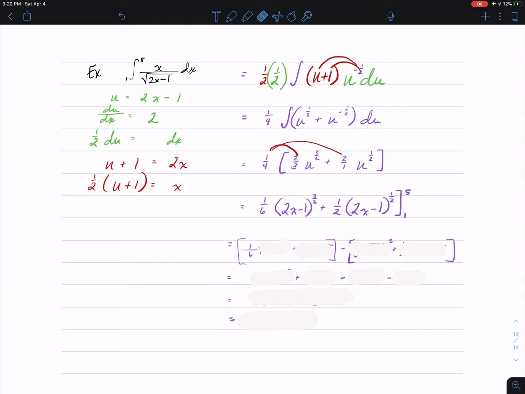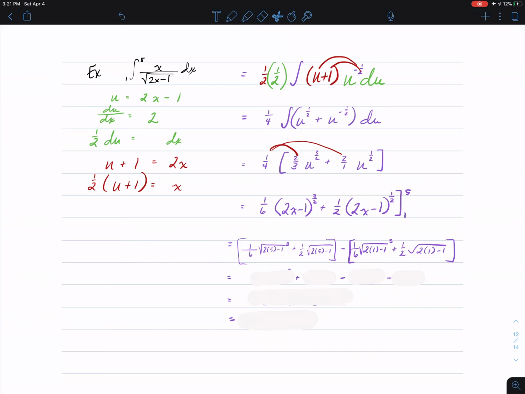So I've got my 1/6. There's my 5 plugged in. Here's my plus 1/2. Again, my 5 plugged in. Now we're going to subtract all of the terms with 1 plugged in. So there's the first term with 1 plugged in, and there's the second term with 1 plugged in. Do you notice how I'm working now in square roots instead of fractional powers? And you'll see, I think, why here in just a moment.